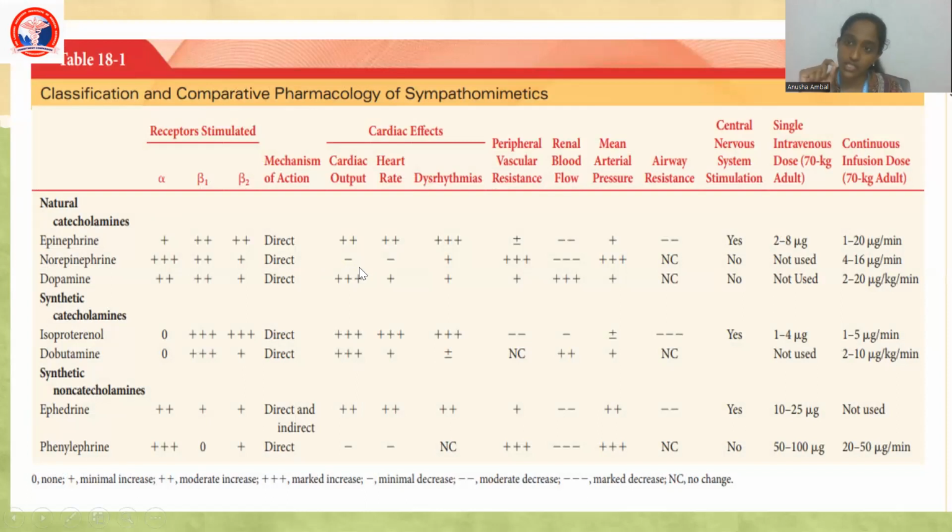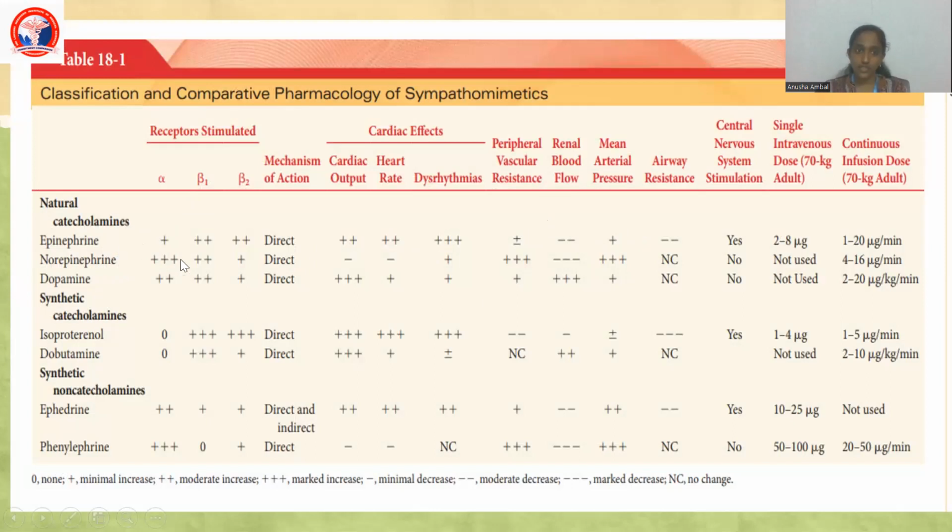Whenever the alpha action is present, vasoconstriction of vessels will be there. Whenever there is a beta action, its action on the heart will be there. So just know alpha means blood vessel, beta means heart. So now, epinephrine: beta action will be more than alpha. So cardiac output, heart rate, arrhythmia risk, all these are high with epinephrine. Since alpha action is less, we cannot expect much of a rise in peripheral vascular resistance or MAP with epinephrine. So its major action is at the heart level. It is the only drug used in CPR.